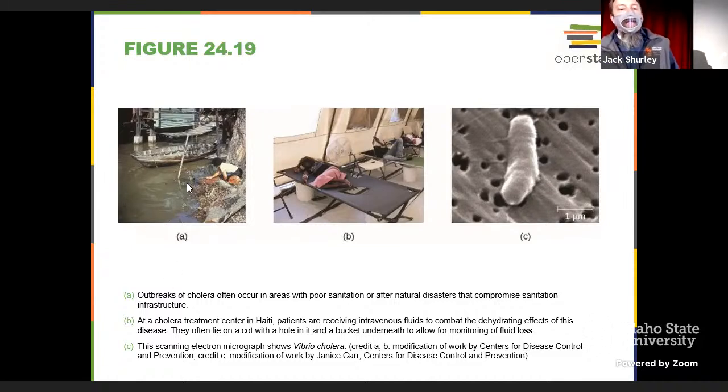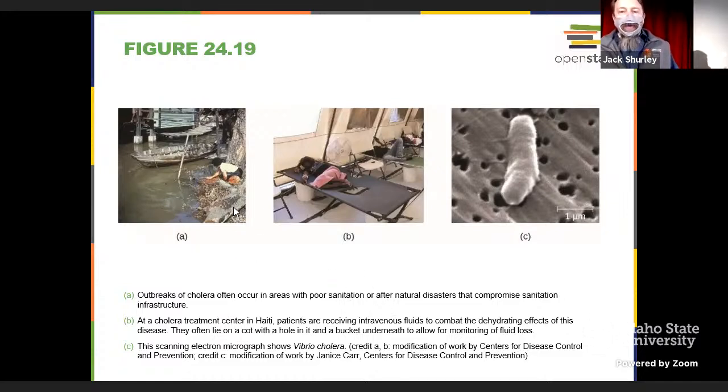So here we can see one potential issue with poor sanitation, and potentially where we're also getting our drinking water. Wastes go here. Maybe we bathe here. Maybe we drink our water here. Maybe we do all of our business right here. That's an issue.